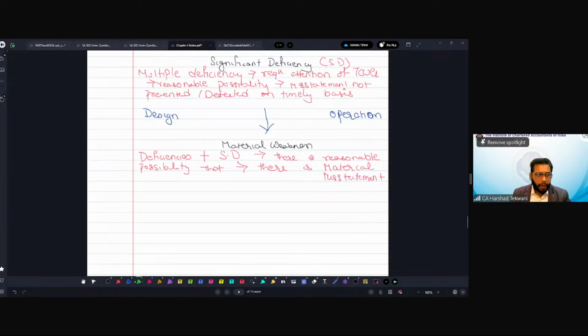Okay. I will explain with an example why at some places it is necessary for us to look into the controls. Why it is not feasible for us to go and perform substantive testing.